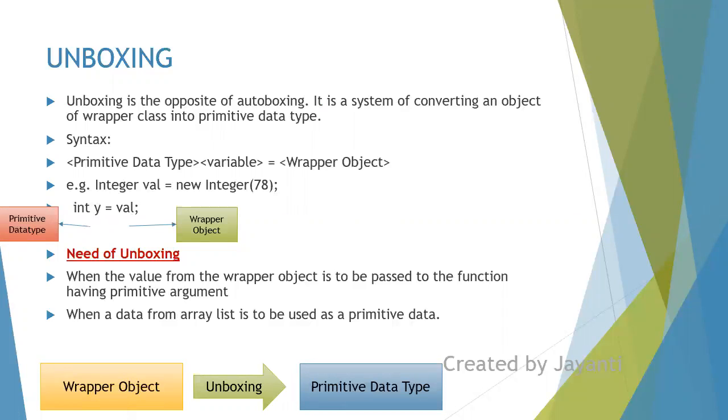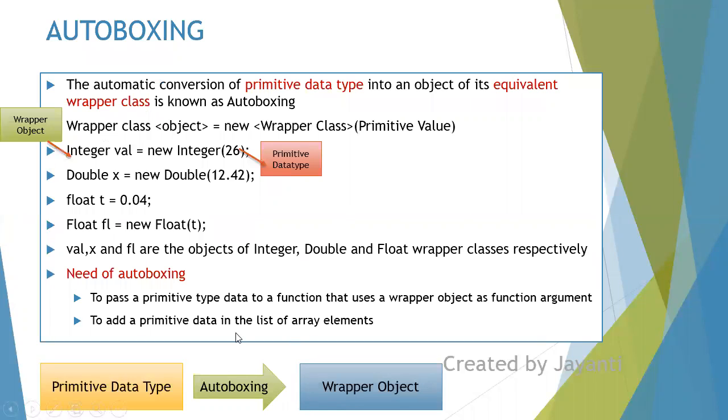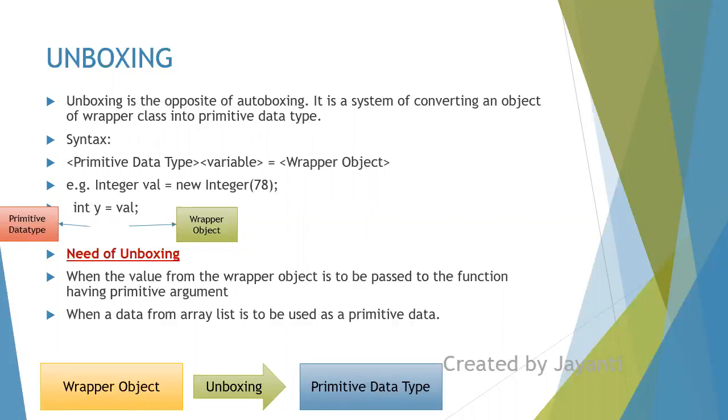Okay, I forgot to tell you about the array list. So when you are handling array elements, this is not there in your syllabus, but still you can understand. When you want to add the primitive data in the list of array elements, it is very easy to interact with objects. Okay, so array में डालने के लिए easy पड़ता है. Similarly, same thing. When the data from the array list is to be used as primitive data, तो बेसिकली जब मुझे array से object नहीं चाहिए, अभी array से मुझे primitive data चाहिए, so that I can manipulate the data. That time I need to do unboxing. Okay.